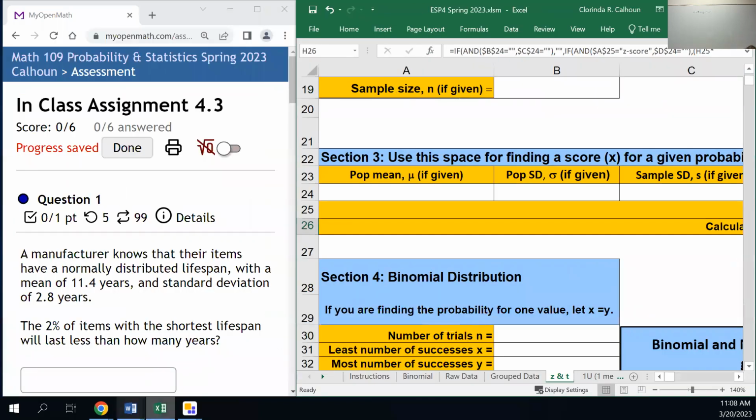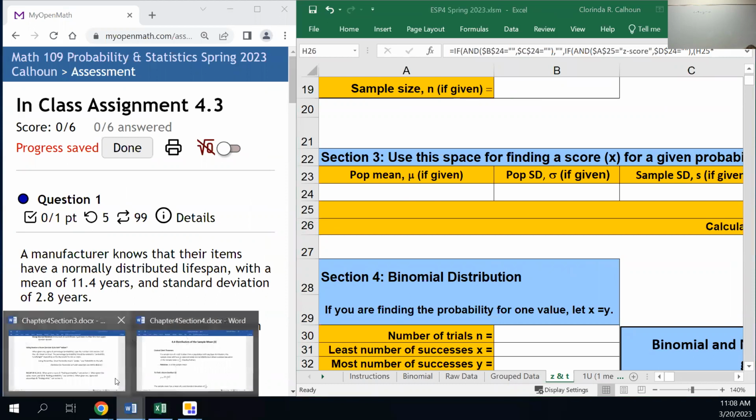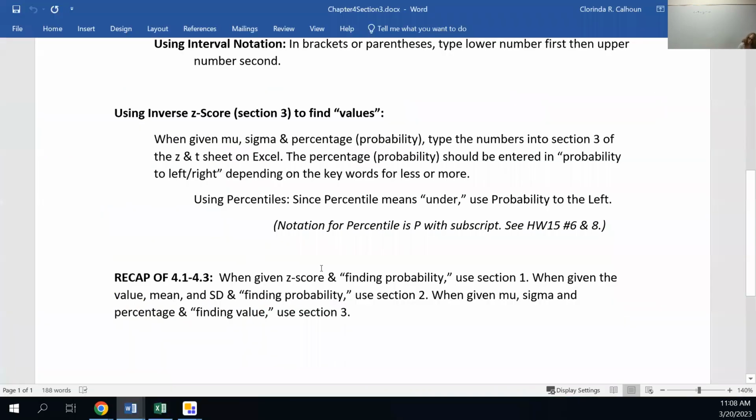Okay, so let's look back on our notes. Here's a recap that's going to help us distinguish between these 3 different sections on Excel, which really do correspond to the 3 sections that we had in our notes: 4.1, 4.2, and 4.3. But it is section 1, section 2, and section 3 on our sheet. So if you are only given your z-score and the question says find your probability, you will go to section 1 on the Z&T sheet.